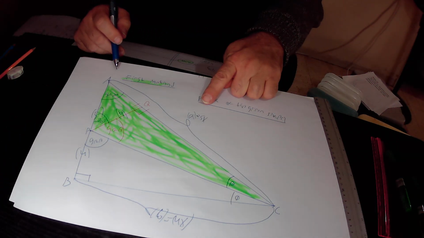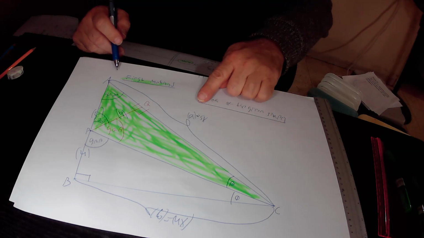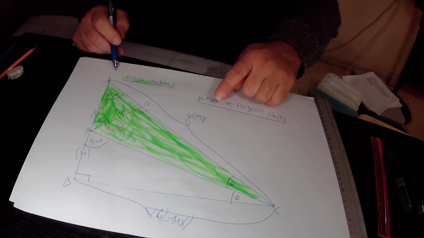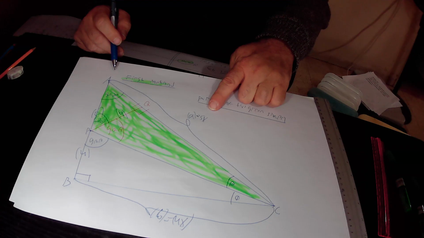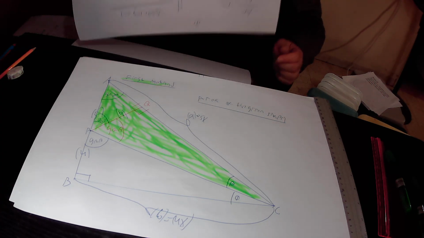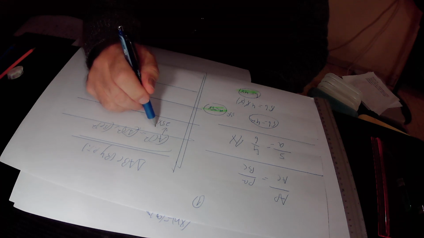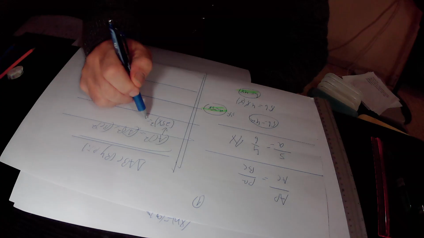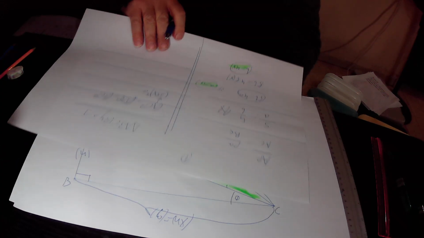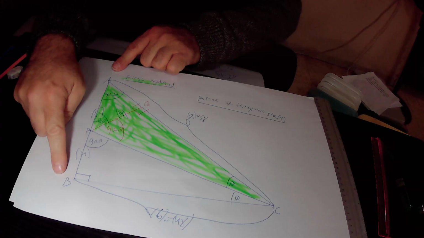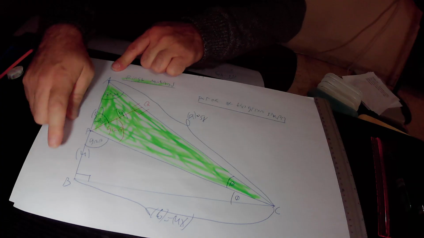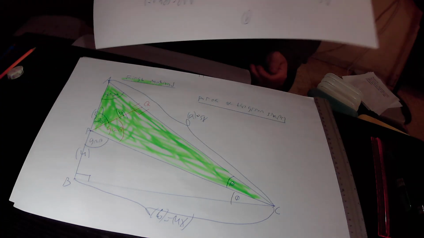AC equals a and a equals 5x. Therefore, AC equals 5x. If AC equals 5x, it means that AC squared equals 5x squared. 5x squared is 25x squared. So in total it is equal to 25x squared. And it equals AB squared. AB in total equals 5 plus 4, that is 9, therefore AB squared equals 9 squared, that is 81. So AB squared equals 81.